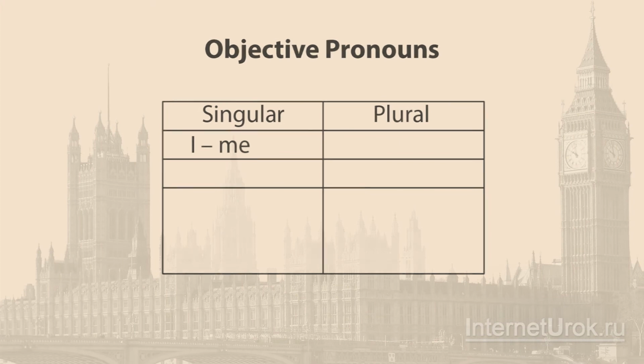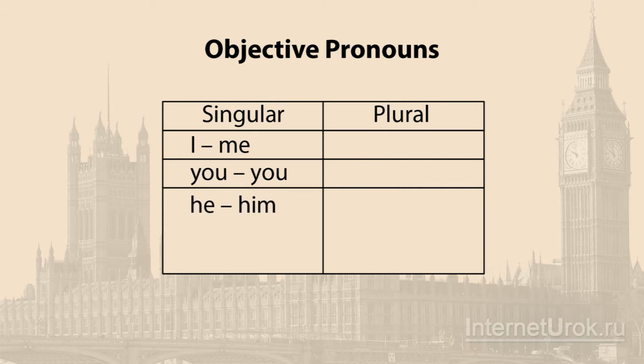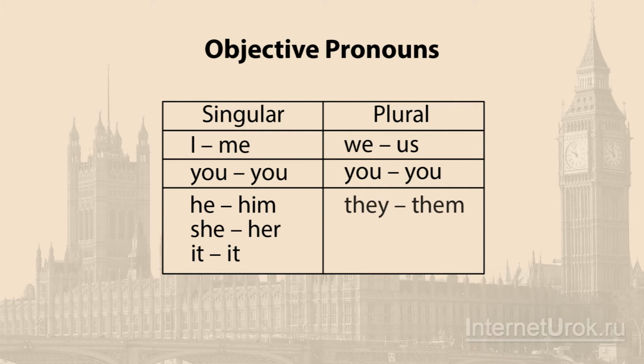I have mentioned that you should use the objective pronouns in the construction. Let me remind you what the objective pronouns are. Look at the table. I, me. You, you. He, him. She, her. It, it. We, us. You, you. They, them. Let's have a look at the examples.